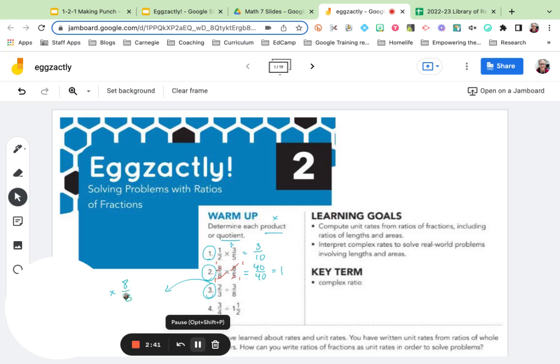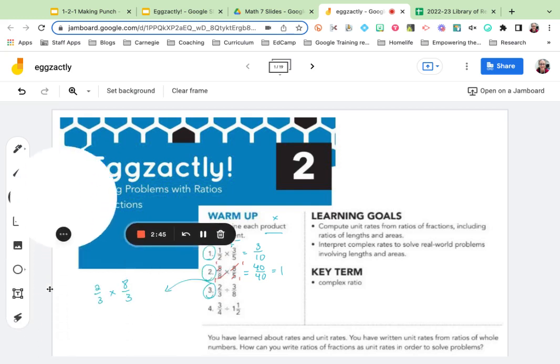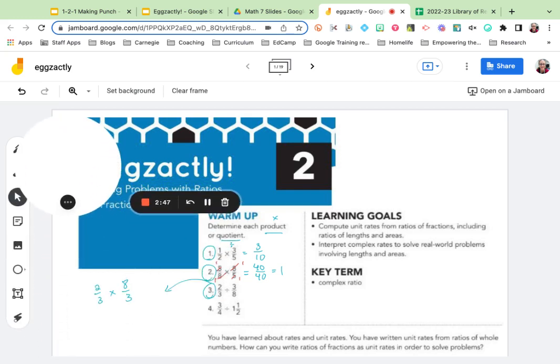To divide by, I hope you can see that, can you? There we go. In order to divide by 3/8, I simply multiply by the reciprocal of 3/8. I multiply by 8/3. 2 times 8 is 16. And 3 times 3 is 9.